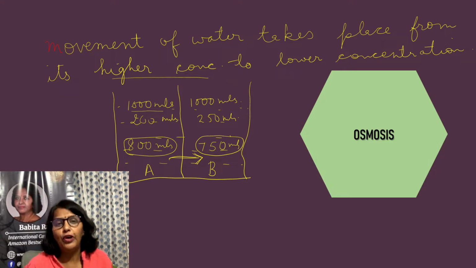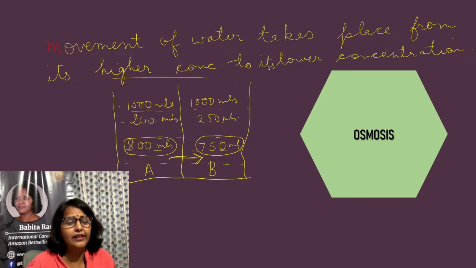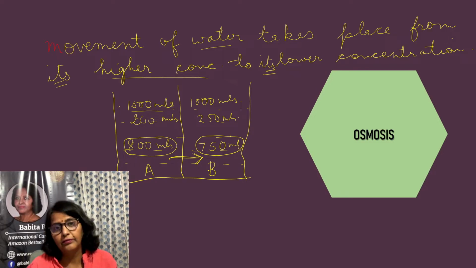The movement of water takes place from its higher concentration to its lower concentration. It is necessary to write 'its' at both places. Why is it necessary? Because we are considering the solvent only. So movement will take place from A to B.